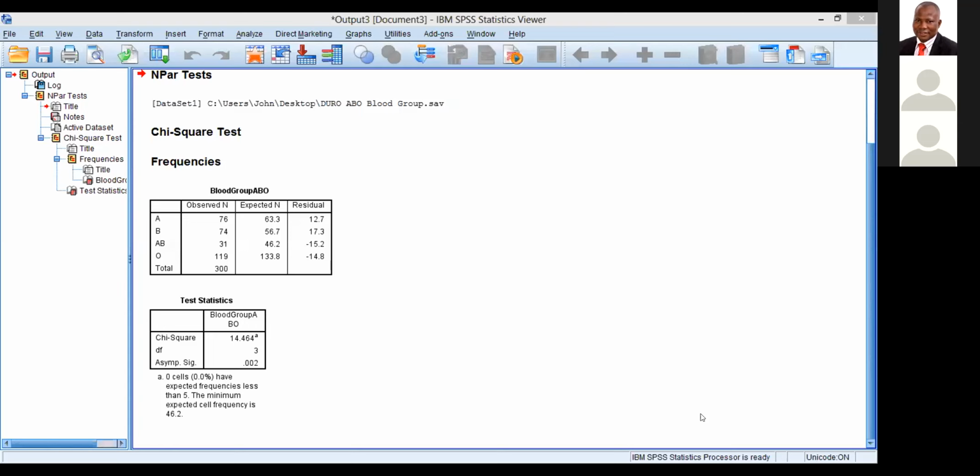Yes, great. Can you see? You see A, it gives you the observed frequency, 76, and the expected frequency.